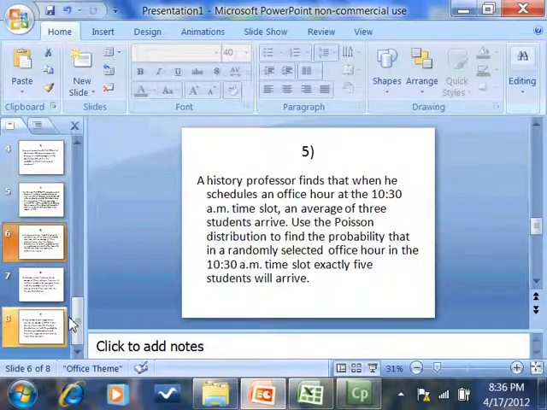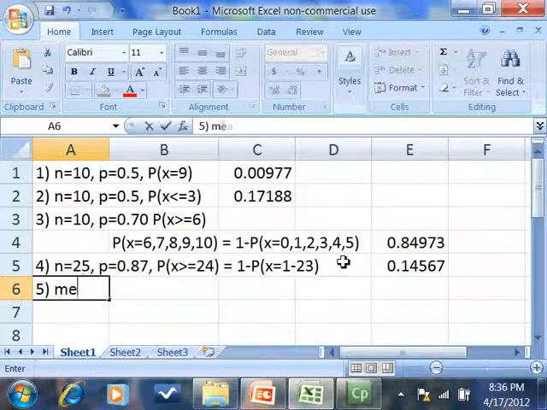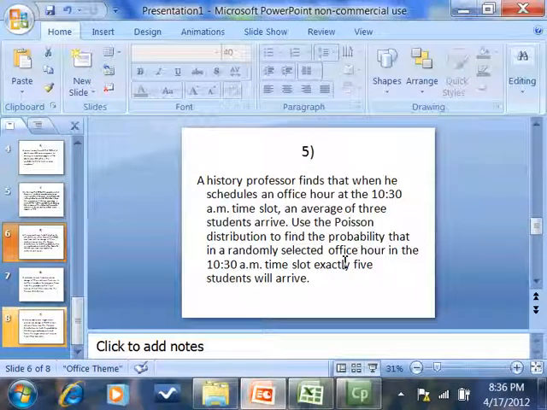Problem number 5. Use a Poisson distribution. So we're changing now. We're not doing a binomial. This actually says Poisson. History gives an average of 3 students arriving in a randomly selected office hour 10:30 time slot. Find the probability that exactly 5 students will arrive. So my mean is 5, and we're trying to find exactly 5.